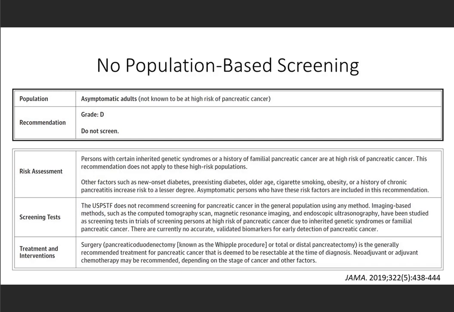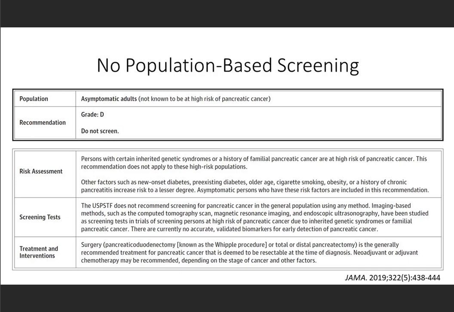In fact, they gave it a grade D. Grade A would suggest a high level of evidence that screening would confer some benefit over risk, and we see that, for example, in another GI cancer like colon cancer. And here they go on to specify that persons with certain inherited genetic syndromes or a history of familial pancreatic cancer are at high risk of pancreatic cancer, and that this recommendation does not apply to them.